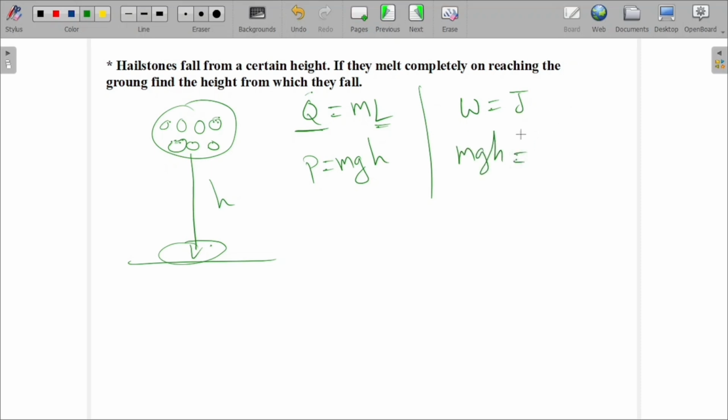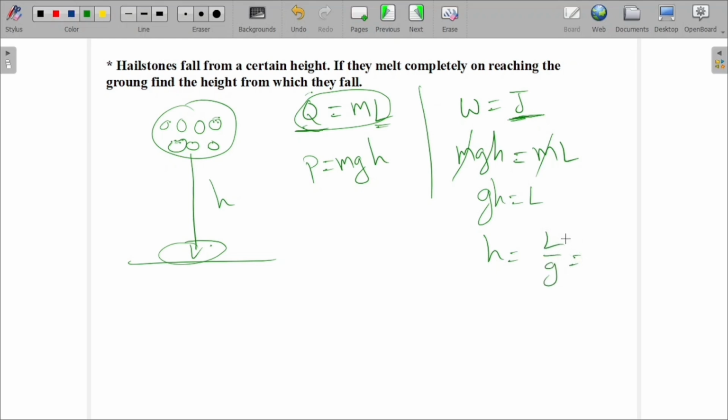And J is the mechanical equivalent of heat. Heat energy lost or gained by the body is taken as the mechanical equivalent of heat. So that is nothing but Q, that is ml. So m gets cancelled. gh equal to L. So h equal to L by g.